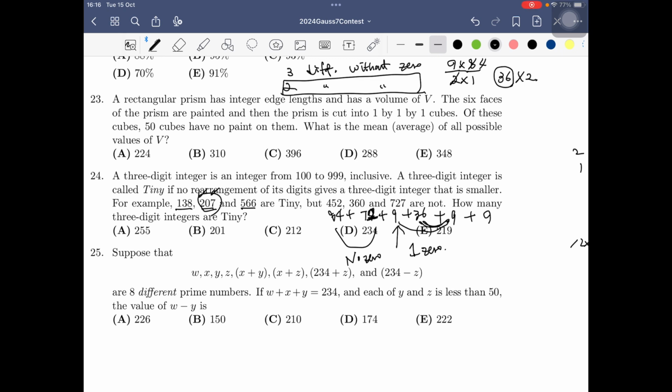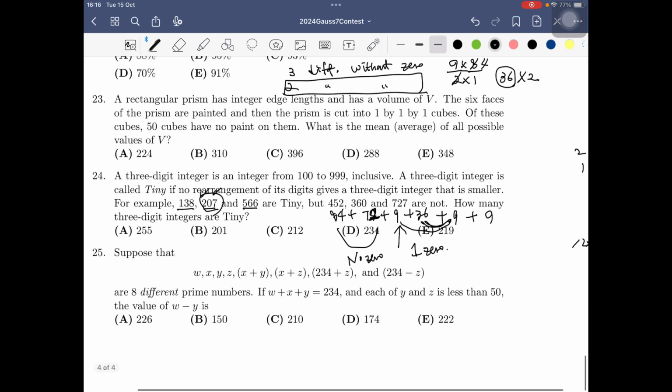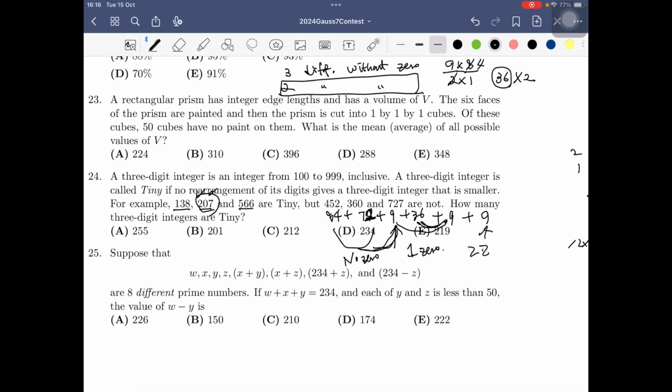Was it? Sorry, I'm a little bit confused. No, this has no 0, 3 or same. So this is two zeros, like 100, 200, something like that. Two zeros. So altogether, 18. So 27. So 219. This is how I found it.